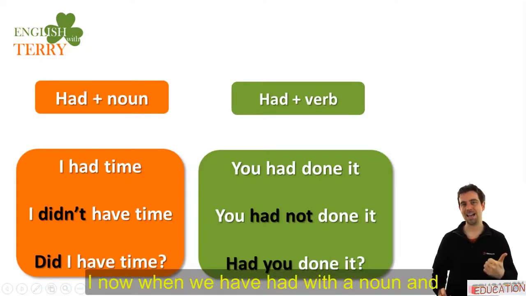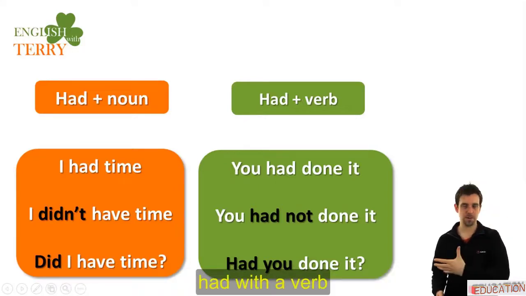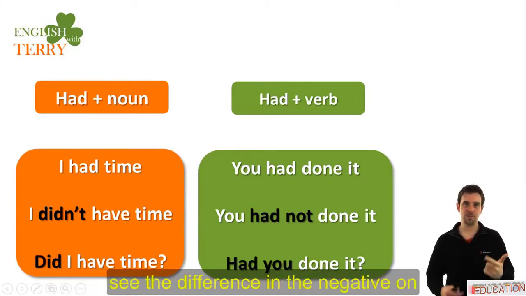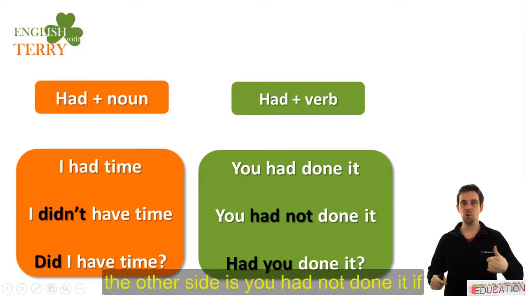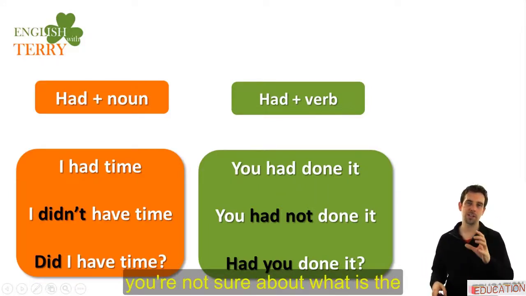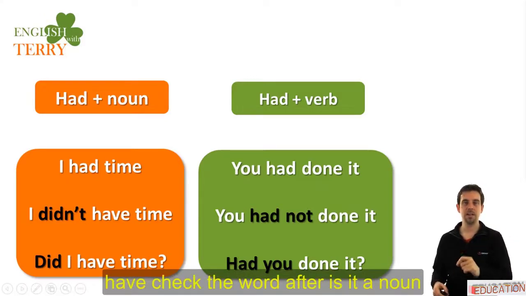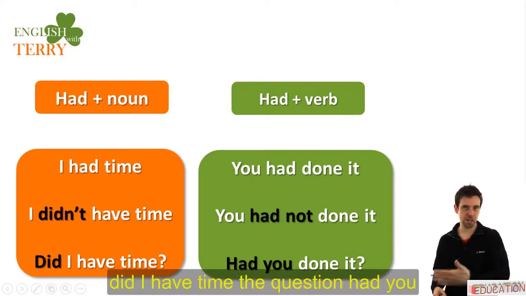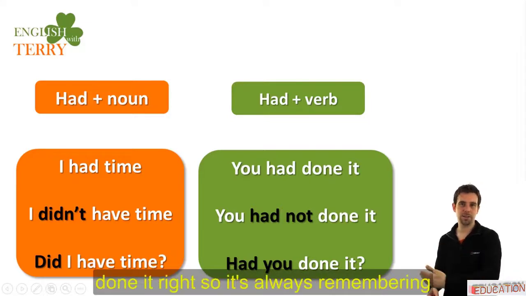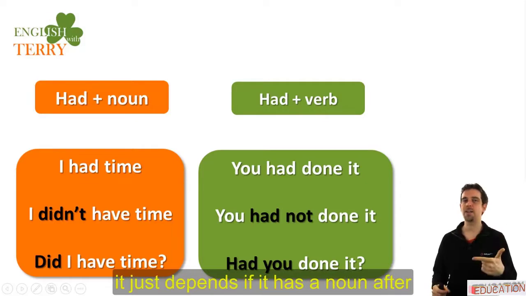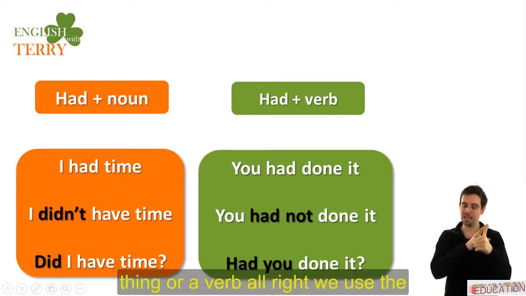Now, when we have had with a noun and had with a verb, one is I had time, I didn't have time. You see the difference in the negative? On the other side is you had not done it. If you're not sure about what is the correct form with the negative with have, check the word after. Is it a noun or is it a verb? Okay? And then for here, did I have time? The question, had you done it? Right? So it's always remembering that have can be a do verb or a be verb. It just depends if it has a noun after, a thing, or a verb.